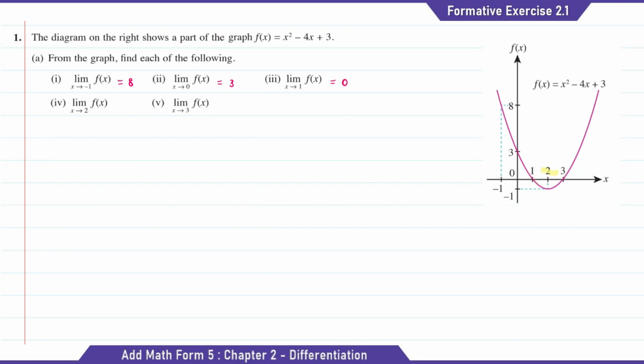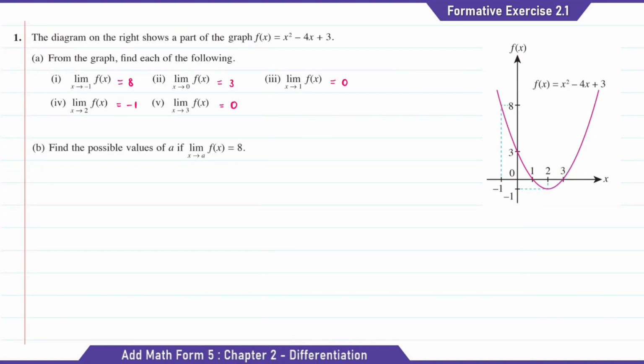Number 4, the limit when x approaches 2. So when x approaches 2 from the left hand side and from the right hand side, the function approaches negative 1. Therefore, the answer for number 4 will be negative 1. Number 5, the limit when x approaches 3. So when x approaches 3 from the left hand side and from the right hand side, the function approaches 0. Therefore, the answer for number 5 is 0.